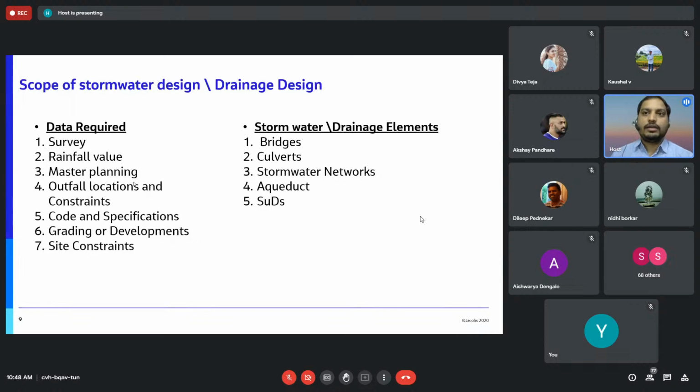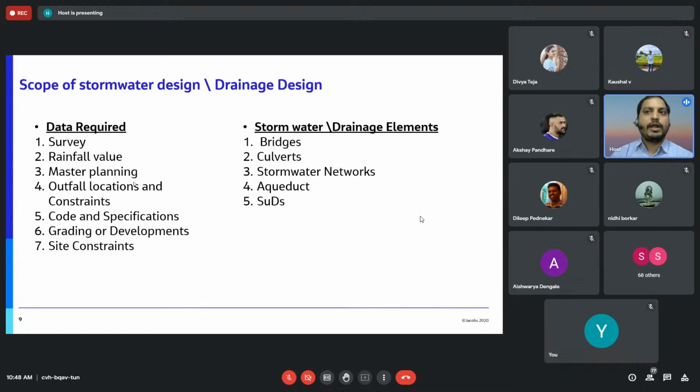Now the second thing we require is the rainfall value. How we are going to take rainfall, how much rainfall is going to occur at that place, how critical is the rainfall value at that particular place. We require that rainfall value also.